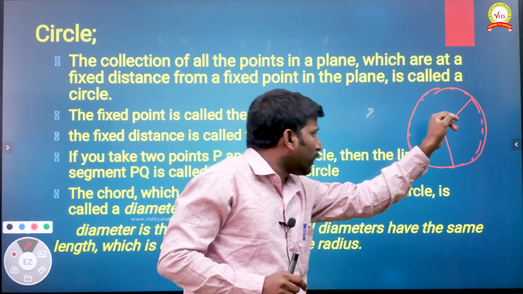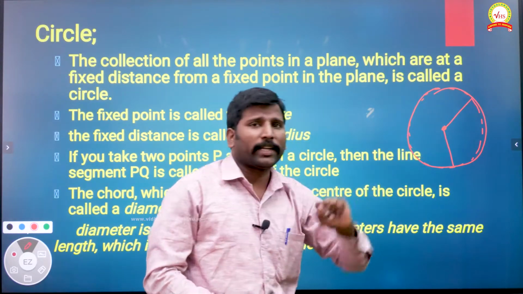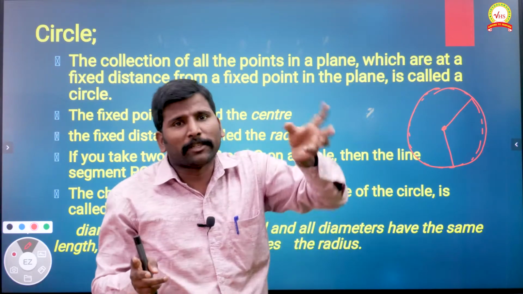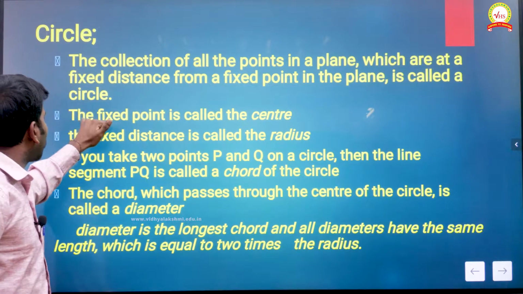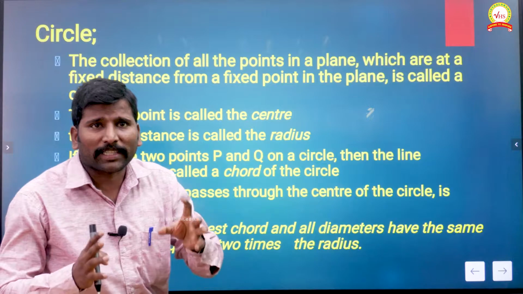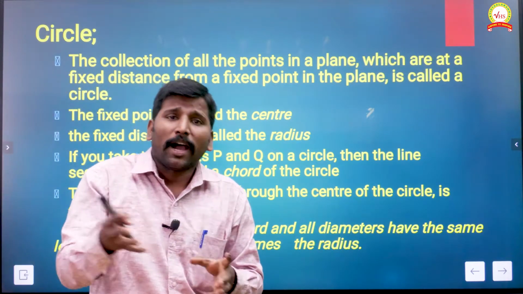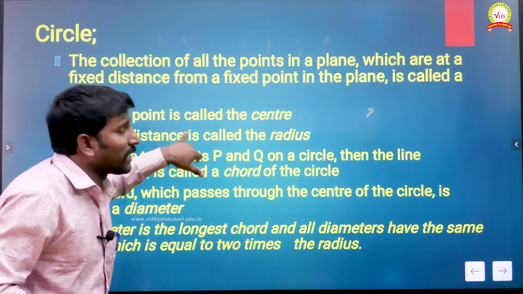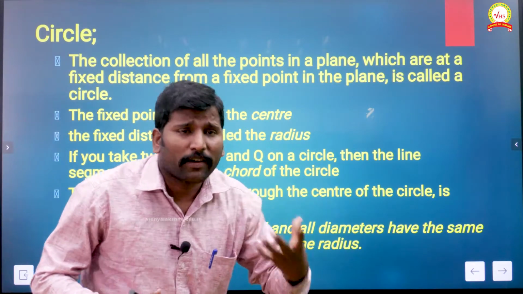Okay children, so from this point to there, that is a fixed distance. The middle point is called a fixed point. So we have two things, a fixed distance and a fixed point. Let's see what they are. The fixed point is called the center, the center of the circle, the middle point of the circle. And next, the fixed distance is called the radius.